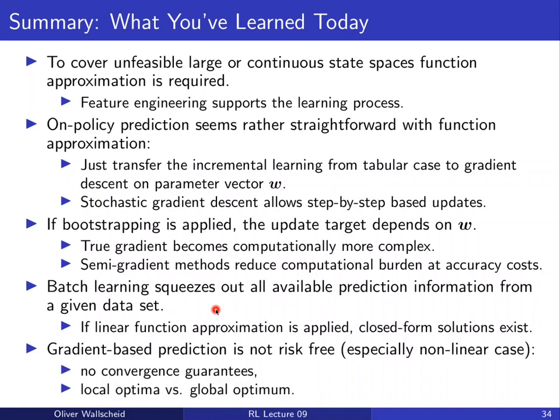And last but not least, gradient-based prediction, as we have discussed on different occasions today, is particularly risky in the nonlinear case. We don't have any guarantee to converge. We may diverge with our prediction and also then later with our control algorithms. And also we have a distinction to make between local and global optima. So we don't know if we really have the perfect fit of the state value functions here in the prediction case as discussed today, which is of course a really big difference compared to the tabular methods, because in the tabular methods we really had the guarantees to find the true value functions in an MDP context, and now with function approximation, especially in the nonlinear case, we completely lack these guarantees of perfect state value estimation and prediction.